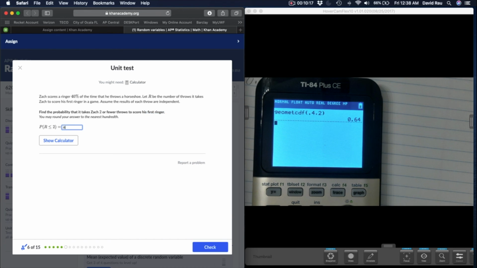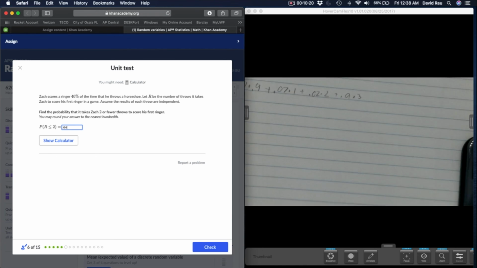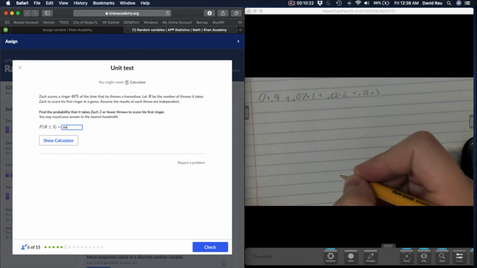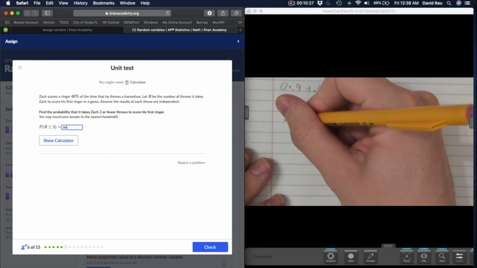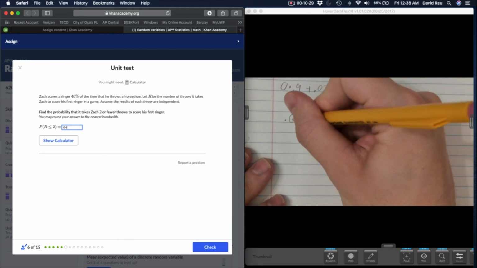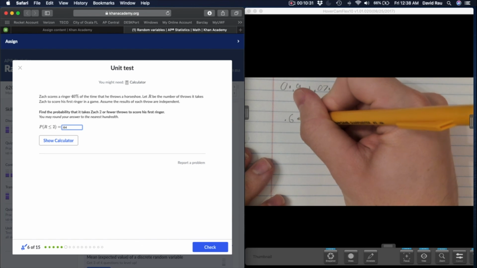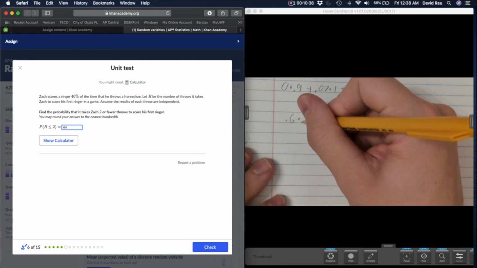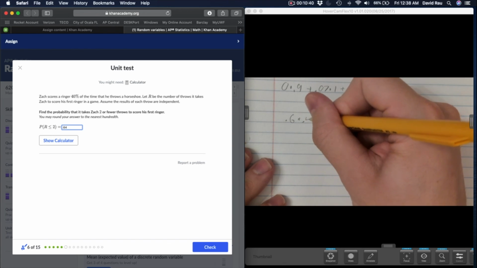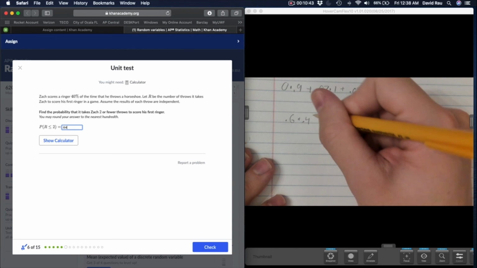Now, I want to show you how you get that without a calculator. And so here's how this works itself out. If it happens on the second time, it means it didn't happen the first time, which happens 0.6% of the time. And let's see here, it takes 2 or fewer. And so that means it had to happen on its second time. So we have to calculate that.